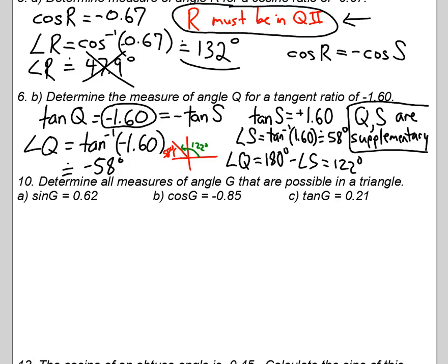Okay, so let's look at this problem here. We have three ratios, three different values, and now we're looking for all the possible angles that could occur in a triangle. Now this starts to hit home a little bit more because when we're working with triangles, and let's say we're solving a triangle using maybe the Pythagorean theorem, maybe the sine law, maybe the cosine law, sometimes we find that we go to perform a calculation and we get an answer, but it doesn't quite fit the diagram.